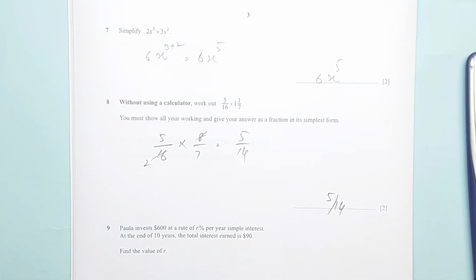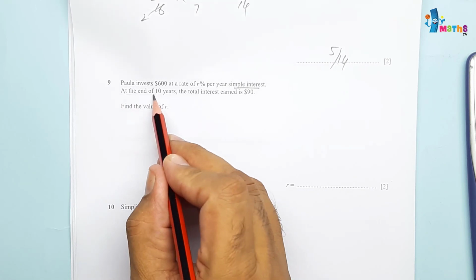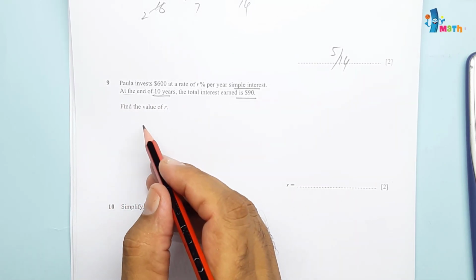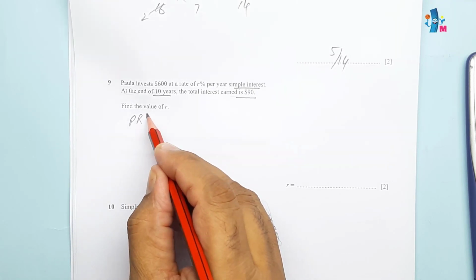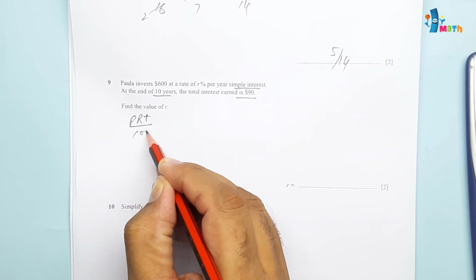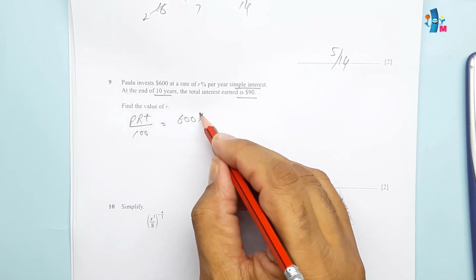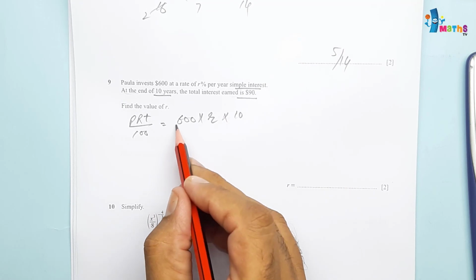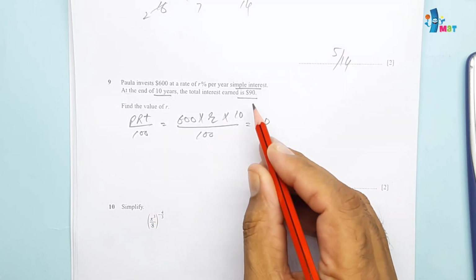Question number 9. Paula invests this amount at a rate of R, simple interest, for 10 years and the total interest earned is $90. So PRT over 100 for simple interest. So this will be equal to 600, which is the principal amount. Rate, we don't know, R into 10 for 10 years over 100, which is equal to 90 given.